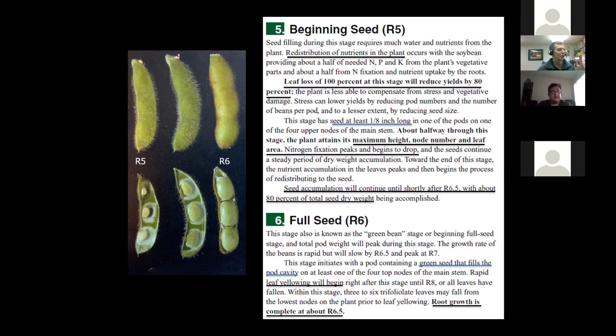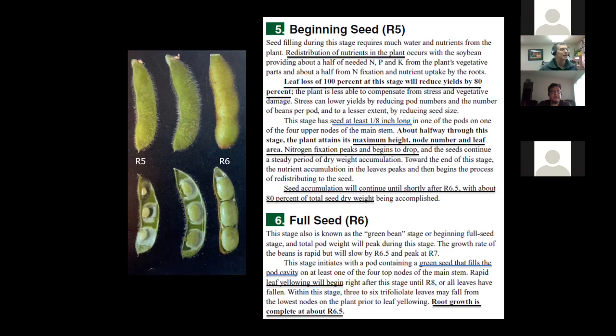The plant now is starting to move all the photosynthates and nutrients that it's produced or drawn up and moving those to the seed for seed development. So if we have leaf loss for whatever reason at this stage, we're in big trouble yield-wise. Also, the plant is at maximum height, maximum node number, and it's maximizing the amount of foliage that it's produced. And then also nitrogen fixation peaks at this time.